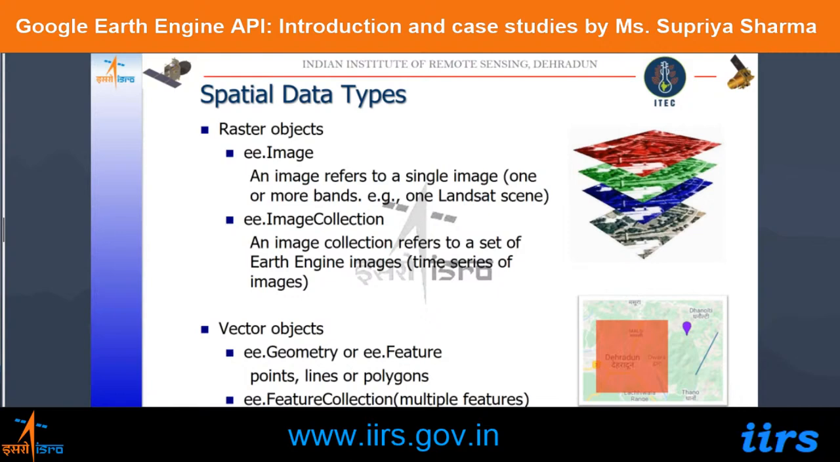An image collection refers to a set of images or a time series stack of images. So if I say the collection Landsat 8, it would mean all the Landsat 8 images starting from the very first date of image acquisition till the very recent Landsat 8 image. Then we have vector data types. The most fundamental vector data type on the Earth Engine is ee.Geometry or ee.Feature. This can mean a point, line, or a polygon. A feature collection would again be a set of multiple features.